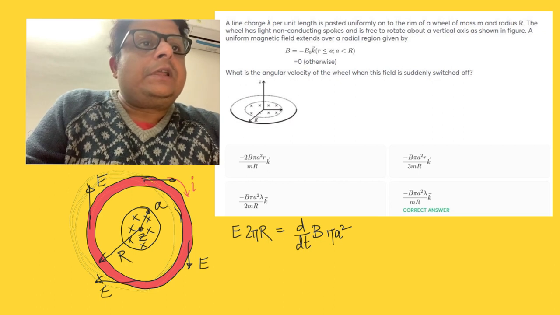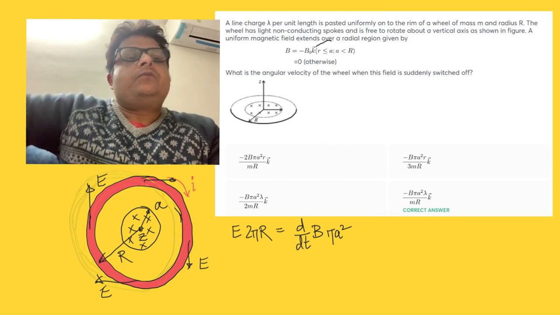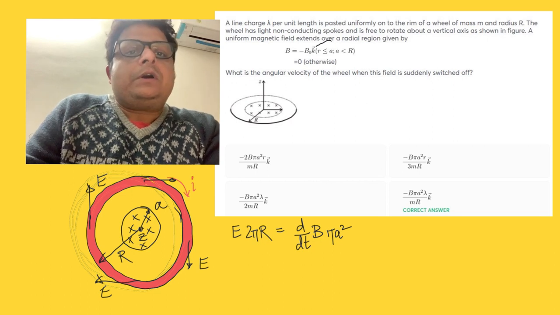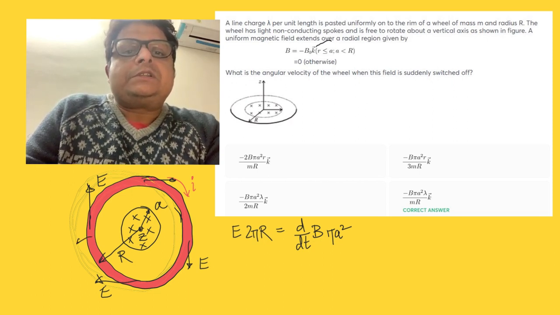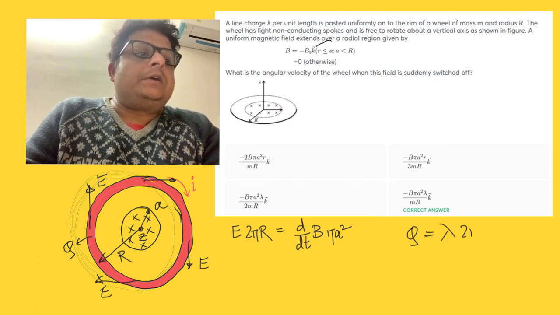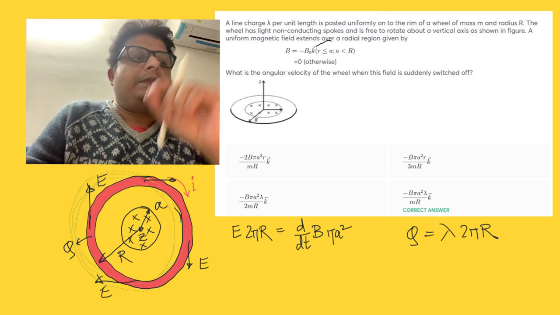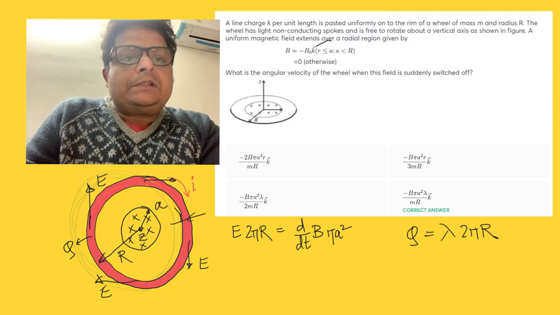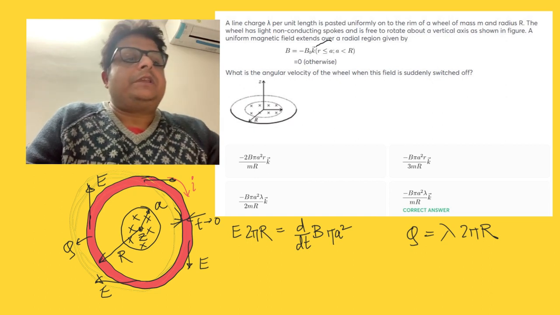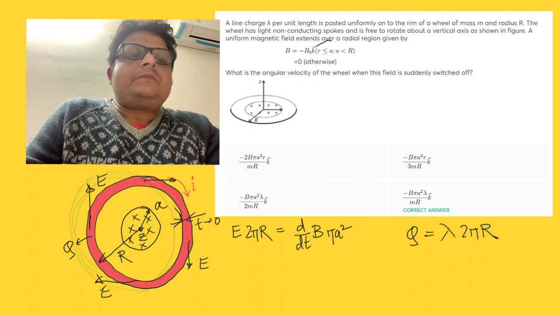It is given that when r is less than or equal to a, the field is minus B naught k cap. Now what is the charge here? Let the charge be q. This q is equal to lambda times 2 pi r. It is assumed to be a very thin ring, the thickness is neglected and tends to 0. That means the inner and outer radii are almost the same. So q is lambda into 2 pi r.